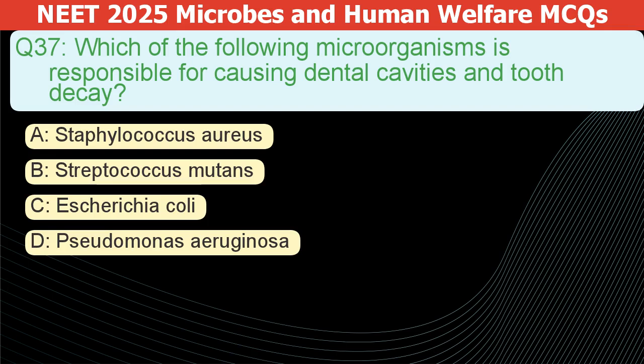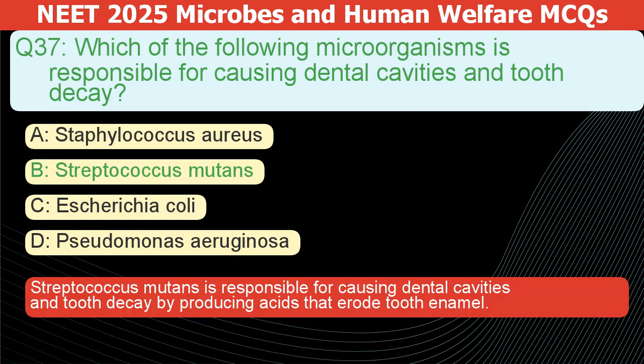Which of the following microorganisms is responsible for causing dental cavities and tooth decay? A. Staphylococcus aureus. B. Streptococcus mutans. C. Escherichia coli. D. Pseudomonas aeruginosa. The correct answer is B. Streptococcus mutans is responsible for causing dental cavities and tooth decay by producing acids that erode tooth enamel.